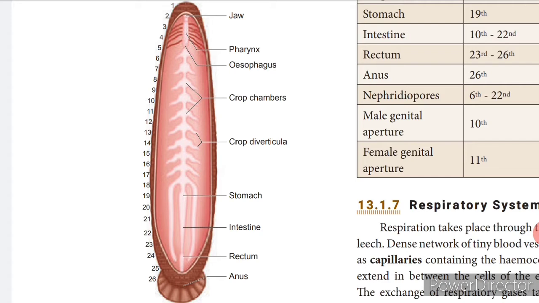Now the last chamber of the crop opens into the stomach, and the stomach leads into the intestine, and after digestion it opens into the rectum, and the rectum opens into the anus. Now this is about the alimentary canal.